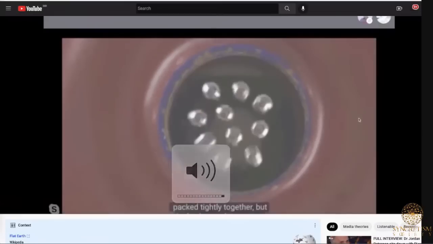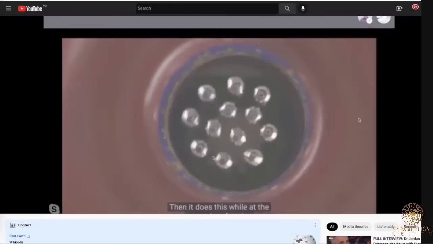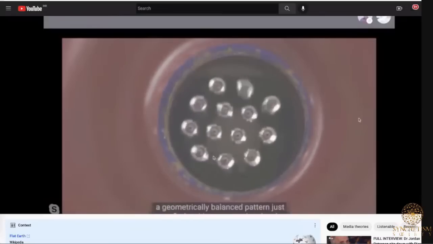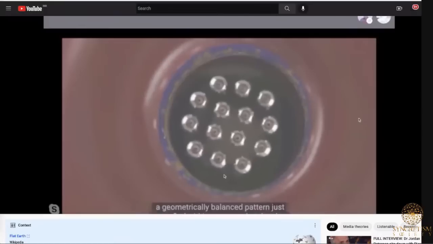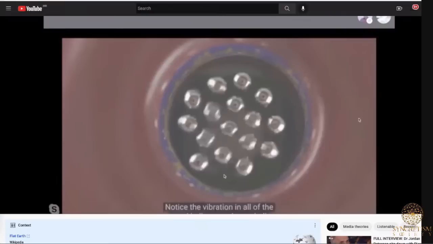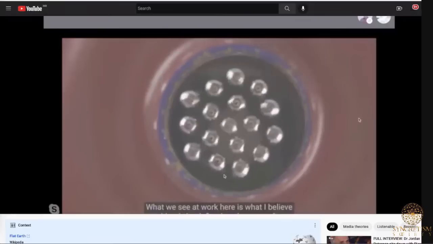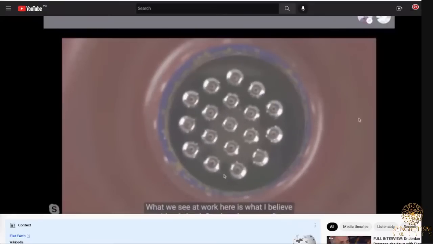But it also keeps them apart. Then it does this while at the same time forming a geometrically balanced pattern, just as we find within atoms and molecules. Notice the vibration in all of the steel balls as each new ball is added to the nucleus area. What we see at work here is what I believe would truly be defined as the strong force.